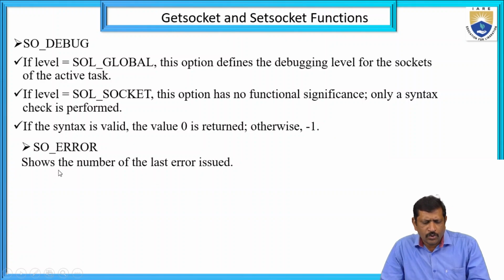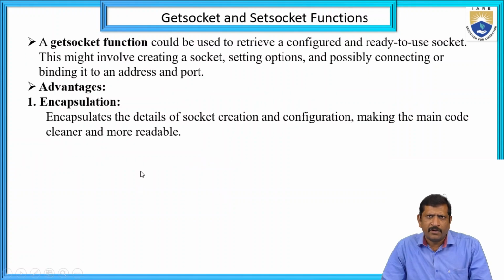Error: this shows the number of the last errors issued. Whatever errors are issued can be shown by using these options. getSocket as a function could be used to retrieve a configured or ready-to-use socket. Generally, getSocket as a function involves creating the socket, setting the options, and possibly connecting or binding it to an address and port.